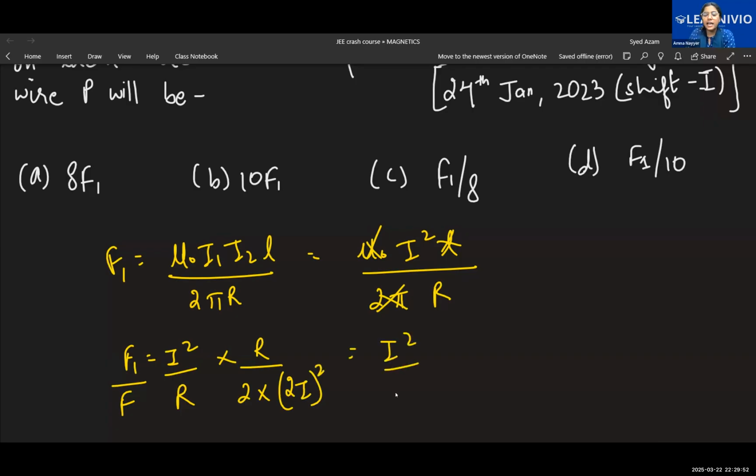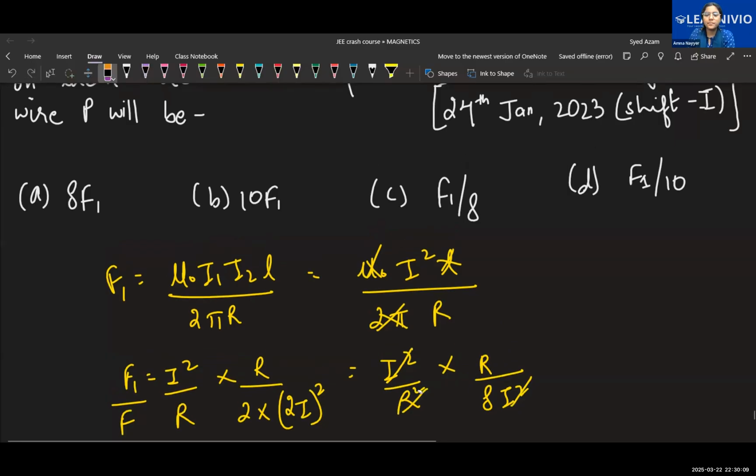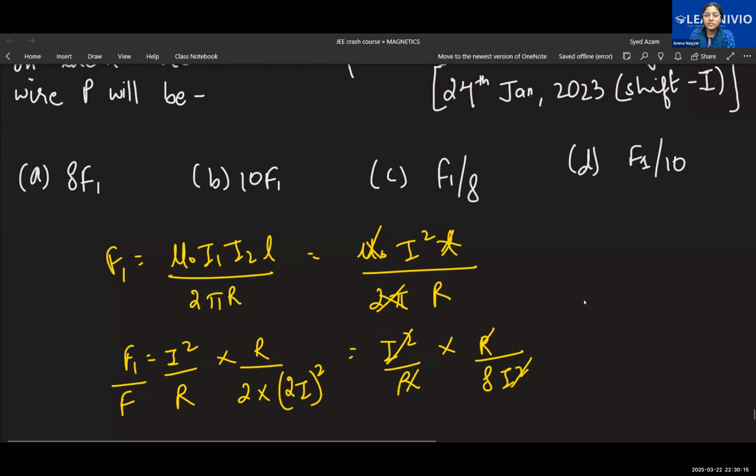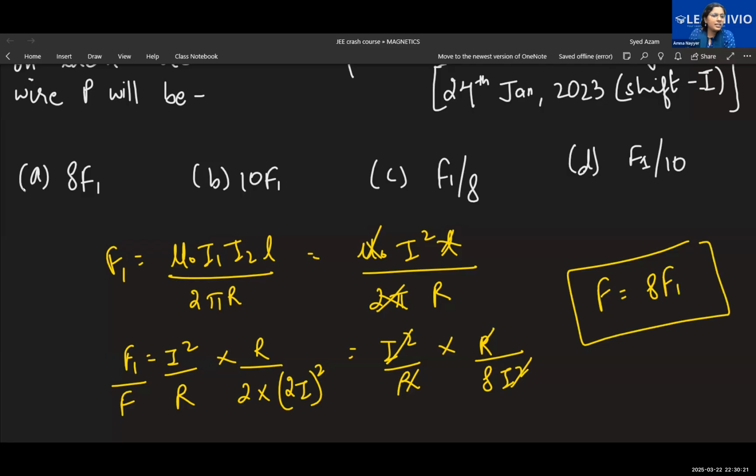It means I square by R, into R by 1/2, so this will become 4, 4 into 2, 8. 8 I square. I square cancels, R will be cancelled. So which option? F will be equal to 8 times F1. So see, a very big lengthy story was given, but we just required this much part. We just had to find the ratio, and in the ratio most of the things get cancelled. So we'll just focus on things that are of use.